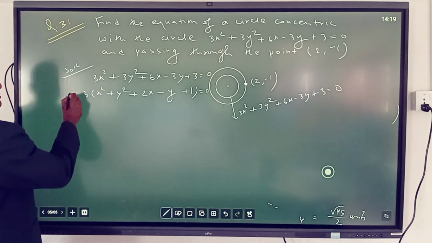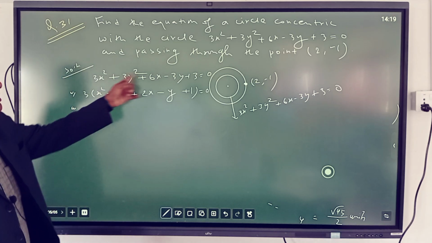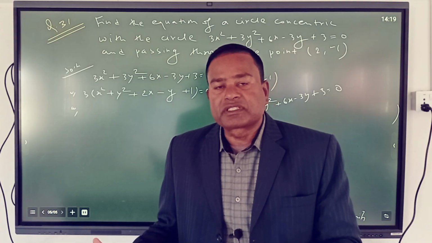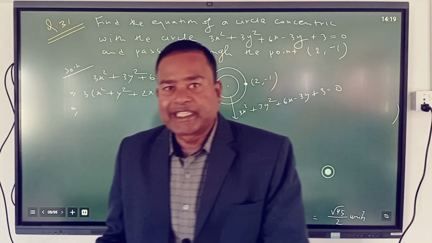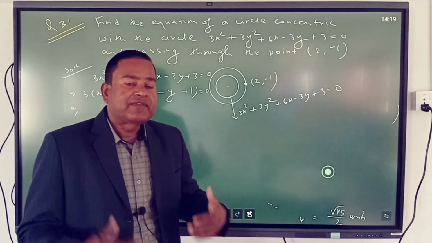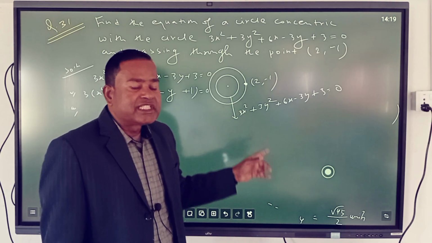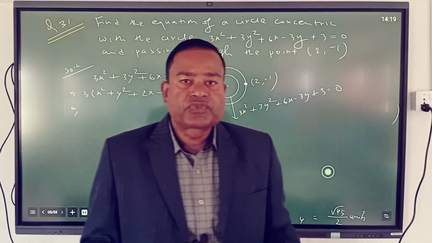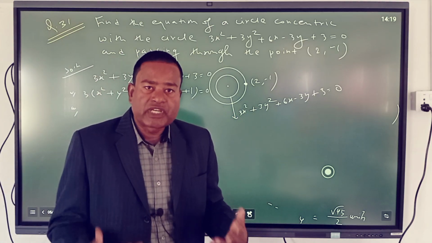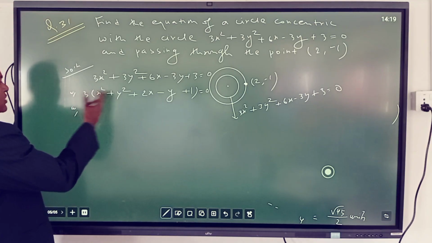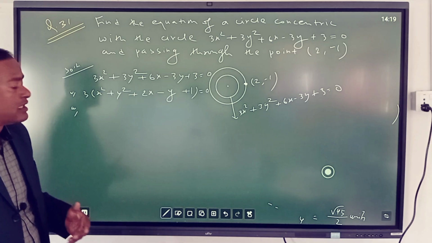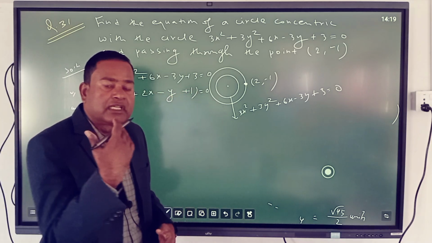So always keep in mind, before comparing any given equation of a circle with the equation of a circle in the general form, at first we have to change it into the form of x² + y² + 2gx + 2fy + c = 0. That means we have to make the coefficients of x² and y² both 1. After taking 3 common, now the coefficient of x² is 1 and y² is also 1. So let's move 3 to the other side.